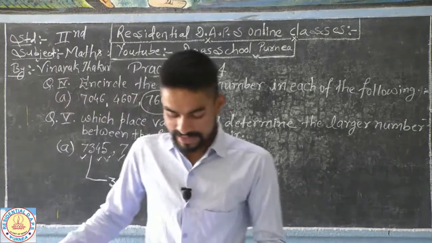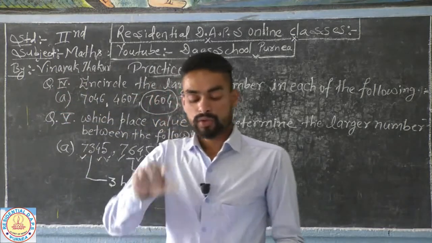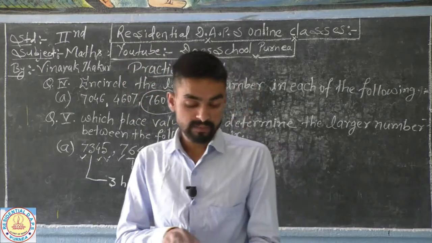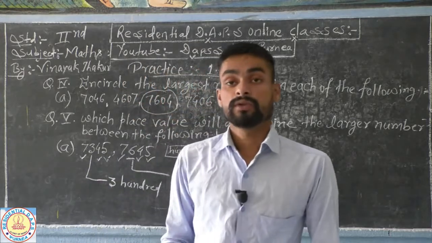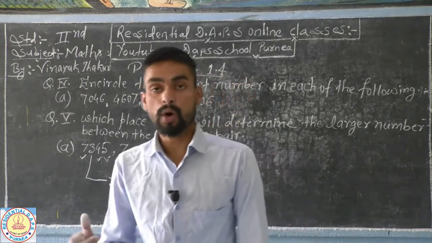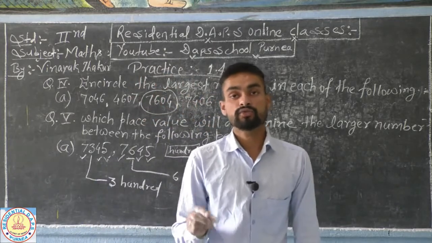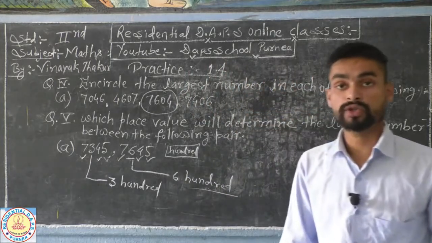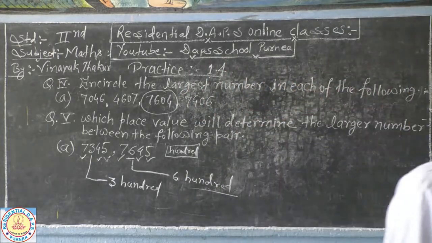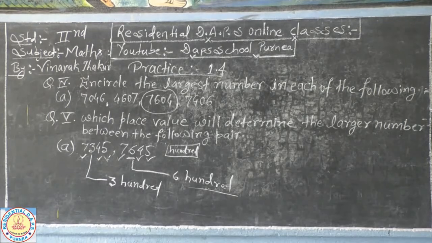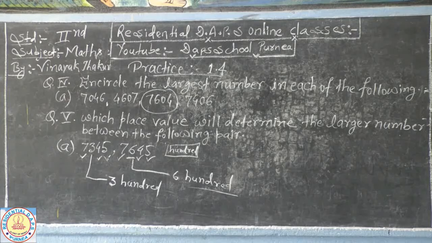So in that way you have to find out all the remaining questions of your practice set 1.4 and try to find all the answers. Try to work hard on learning mathematics and solve all your questions. Go for it consciously. Go for it, guys. Best of luck. This is your chapter 1.4. I'm going to the next one.